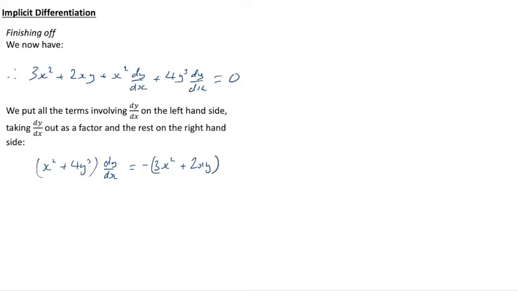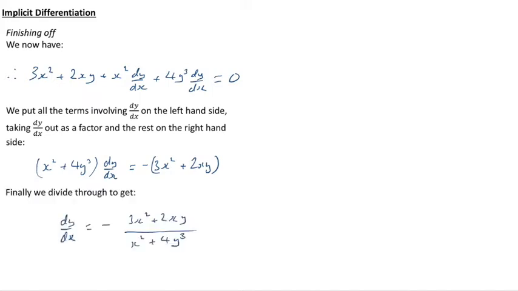And now, in order to find out what dy by dx actually is, we just have to divide through by that bracket that's multiplying it. So we divide through to get dy by dx is minus 3x squared plus 2xy divided by x squared plus 4y cubed. So, very complicated, but we've got there.